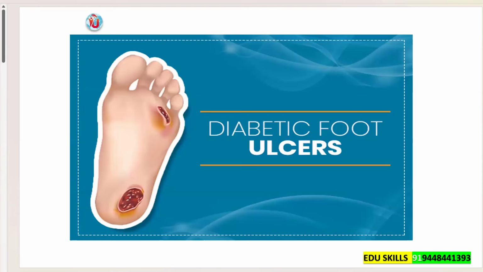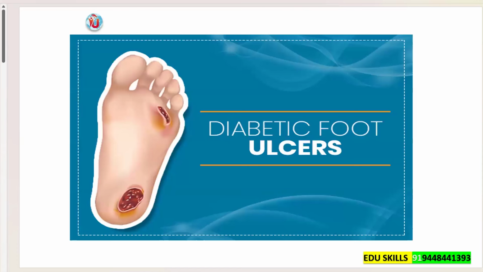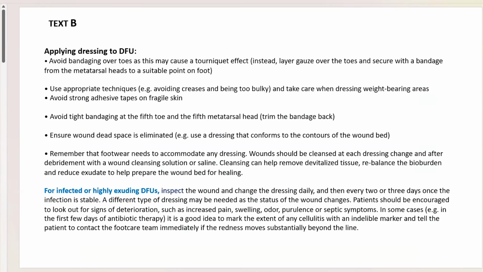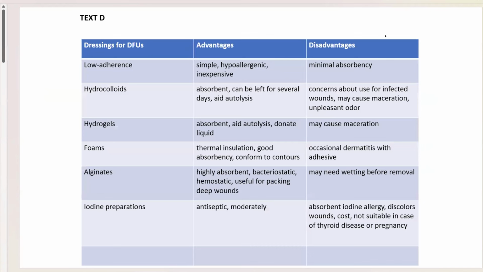When you read managing diabetic foot ulcer, definitely you'll understand it is related to your foot, like diabetic foot ulcers. The texts will be like this, text A, B, C, and D. Text A is assessing a diabetic foot ulcer. Text B is applying dressing to DFU. When you get the materials, it will be like this. Then text C is debridement of DFUs, and text D is dressing for DFUs, advantages and disadvantages.